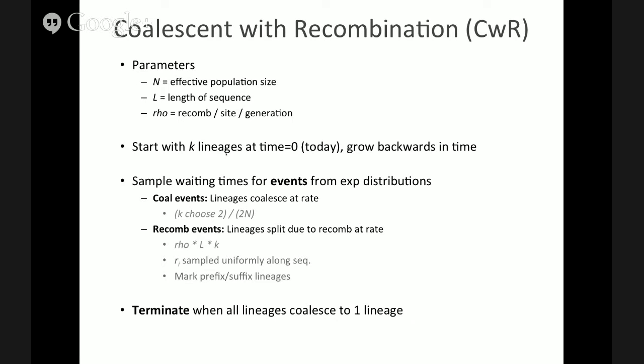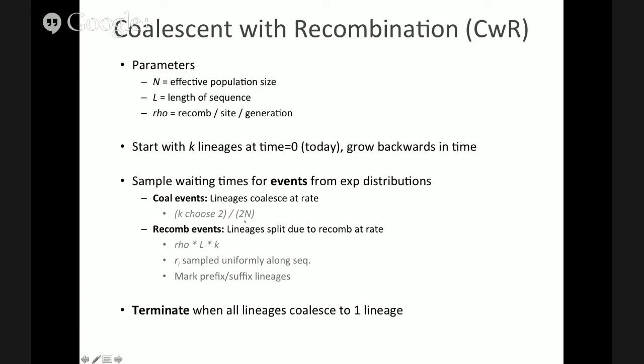And so you start with, say, K lineages at the modern day, say time 0. And then it's a Poisson process of several events. There's two main events we're considering: coalescent events, which takes two lineages and combines them into one; recombination events, which split a lineage into two. That's what it looks like when you look at it backwards in time. And they each have their own rates.